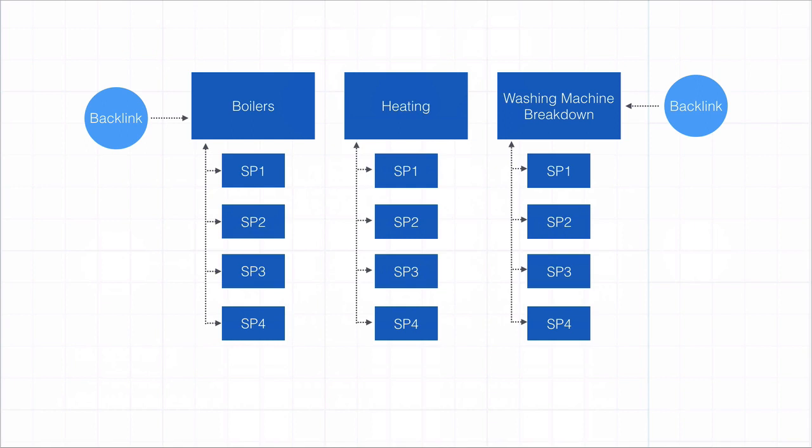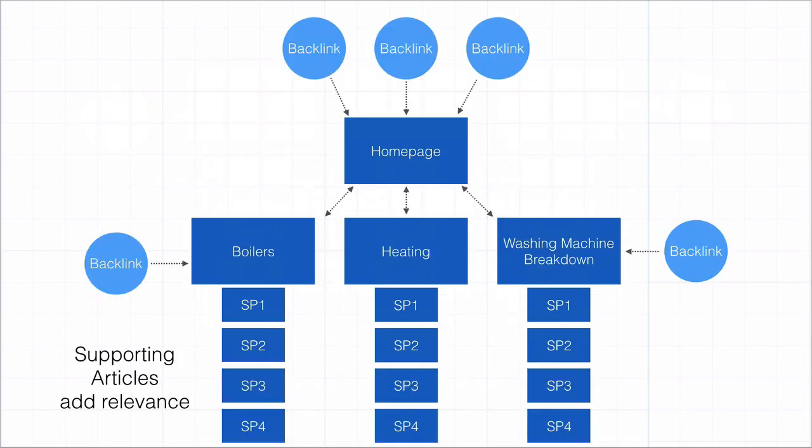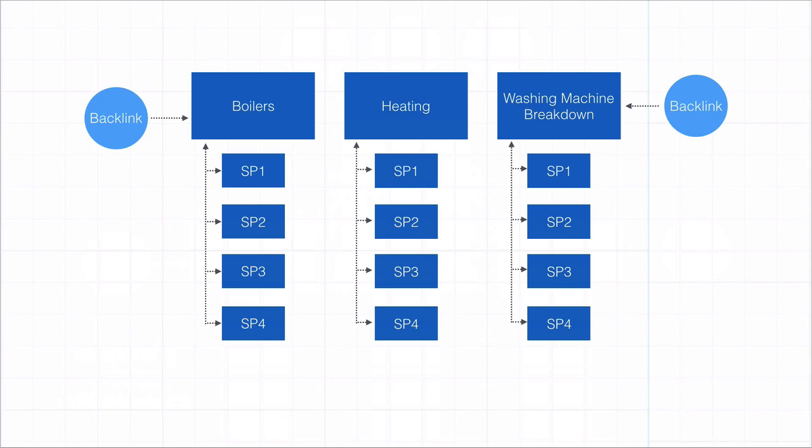This is basically a silo structure. If you look back, what would happen at the top is the homepage would have all these links coming into it. Then it would link to the boilers page, the heating page, and the washing machine breakdown page, because we also want to rank these with different terms. Then you have all the supporting pages, which link to and from the boilers page, the heating page, and the washing machine page, to build up that relevancy and just to power up the specific pages that you want to rank.